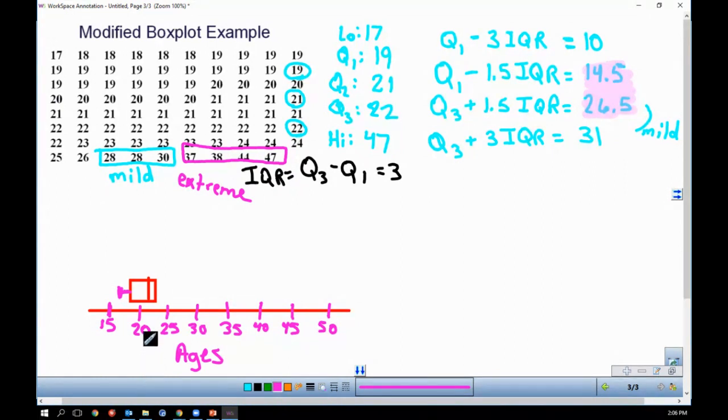What about the upper end? Can I go all the way to the end of the data set or do I have to stop before then? You don't think this will be 26.5? 26.5 is where I have to stop.